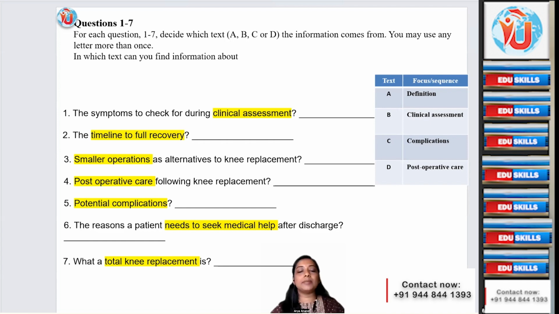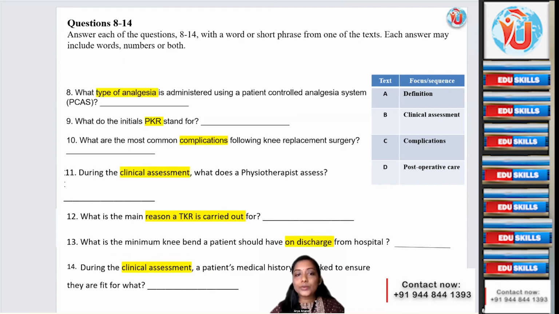Then what a total knee replacement is, from which text? Hope it is completed. Yes. Thank you. So we'll move to questions 8 to 40. First, I'll read the question. You have to find out from which text it is. No need to tell the answer, but you have to write the answer.